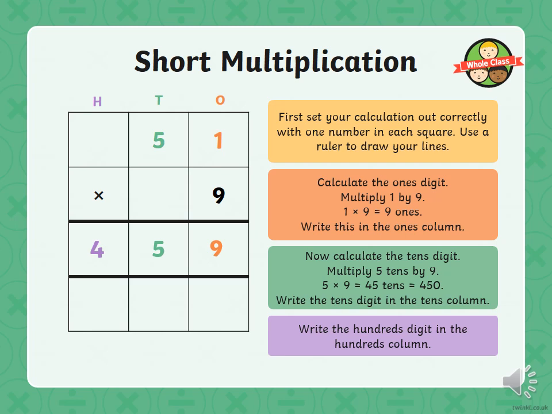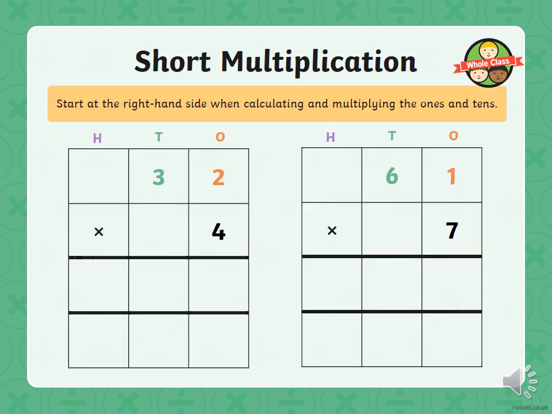Okay, so look at these two examples now. Start at the right hand side while calculating and multiplying the ones and the tens. Let's look at 32 times 4. What I want you to do is pause the video for a minute or two and have a go at answering the following two questions. What's the first step and how do we set it out?